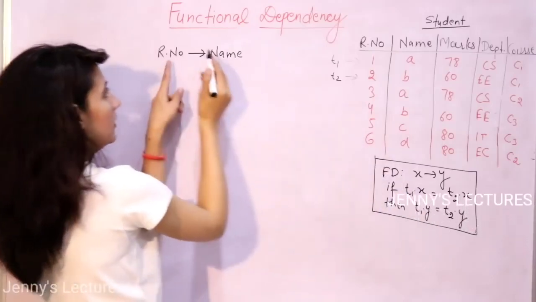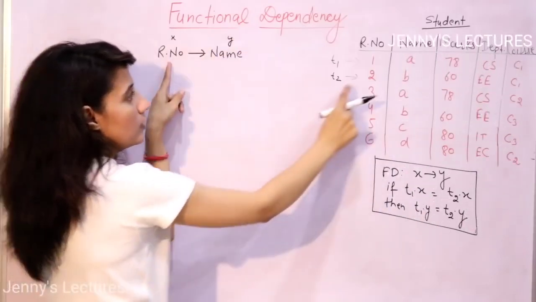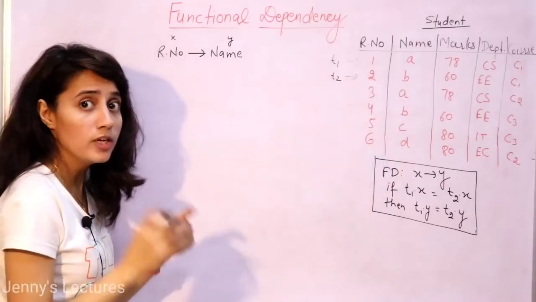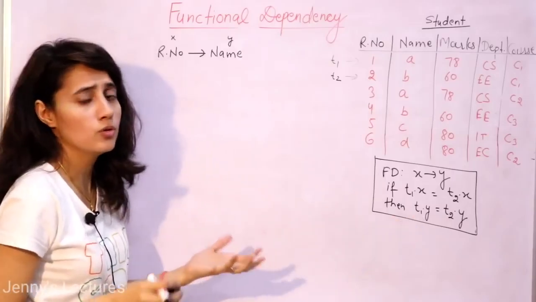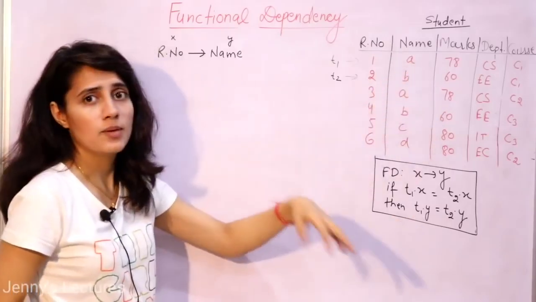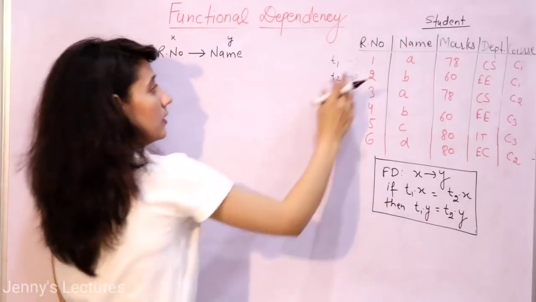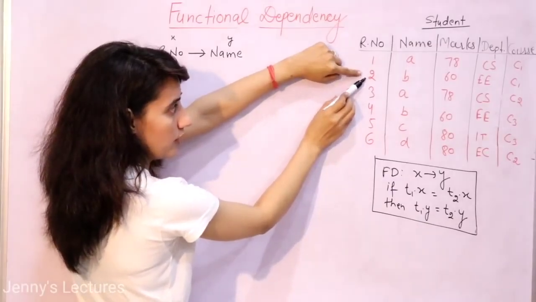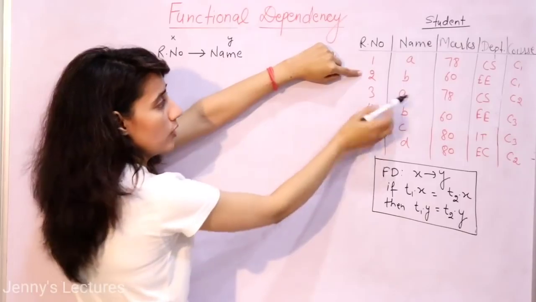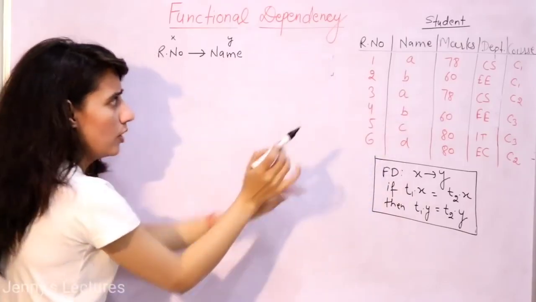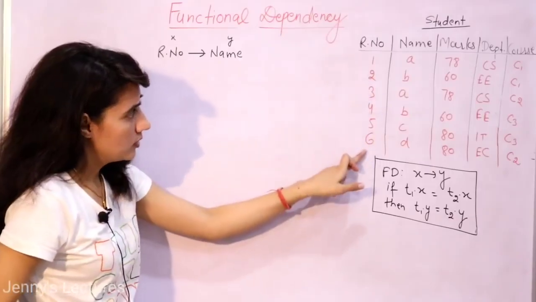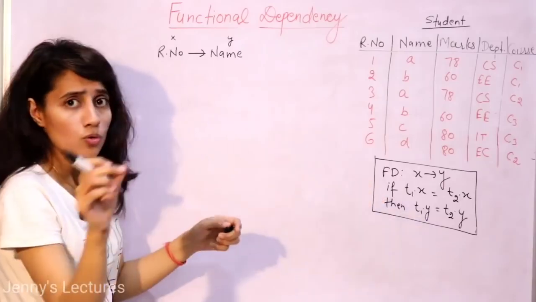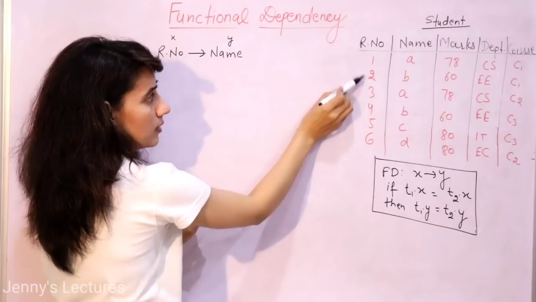t1 dot x, here this is x and this is y, right? The value is 1, the t2 value is 2. So this condition is not true. Do we need to check the other condition? No, we don't bother. The value of name may be the same or not, I don't care. Now suppose this is tuple T1 and T2. Here T1's value of x is 2, here we have 3, so no need to check the value of y. The same for this, this and this. Now by looking at this database I can say that in roll number I don't have any repetition, right? So no two tuples will have the same roll number value.